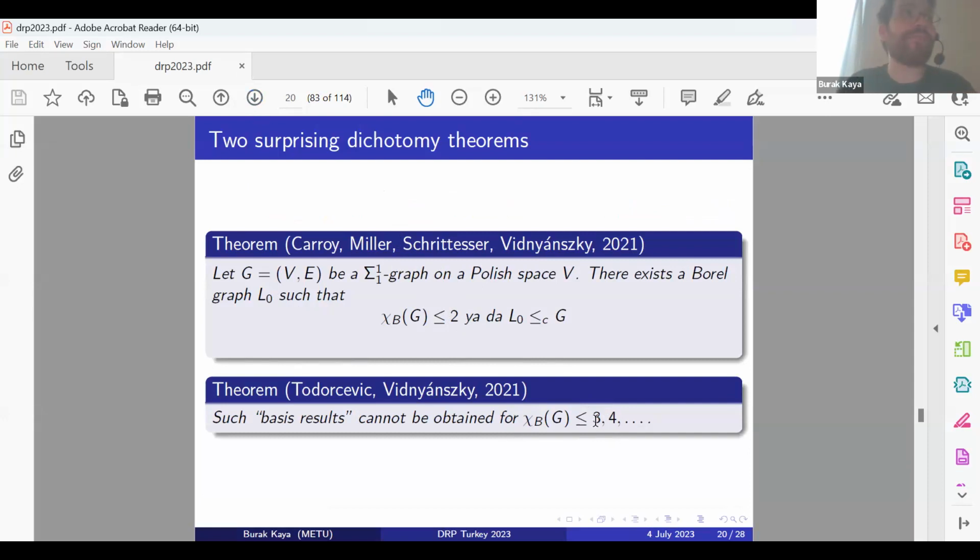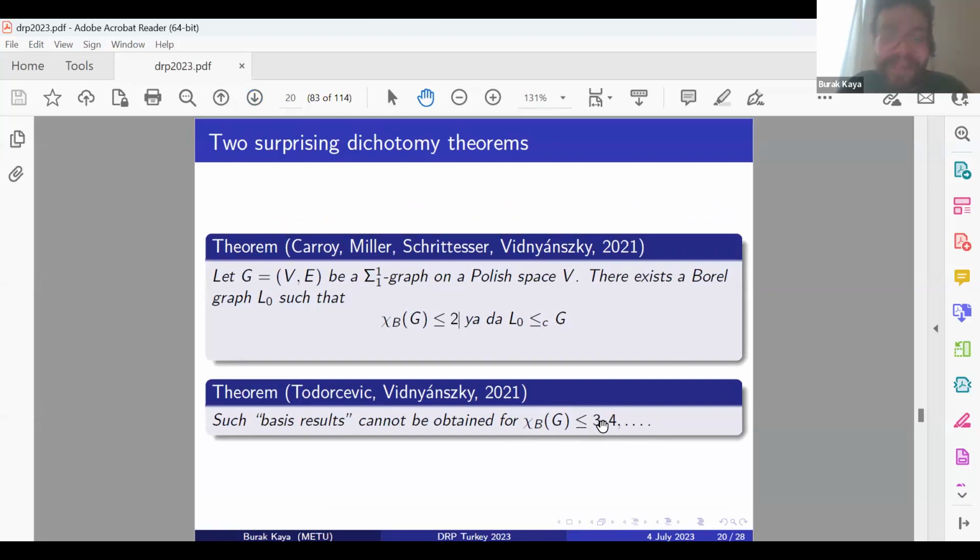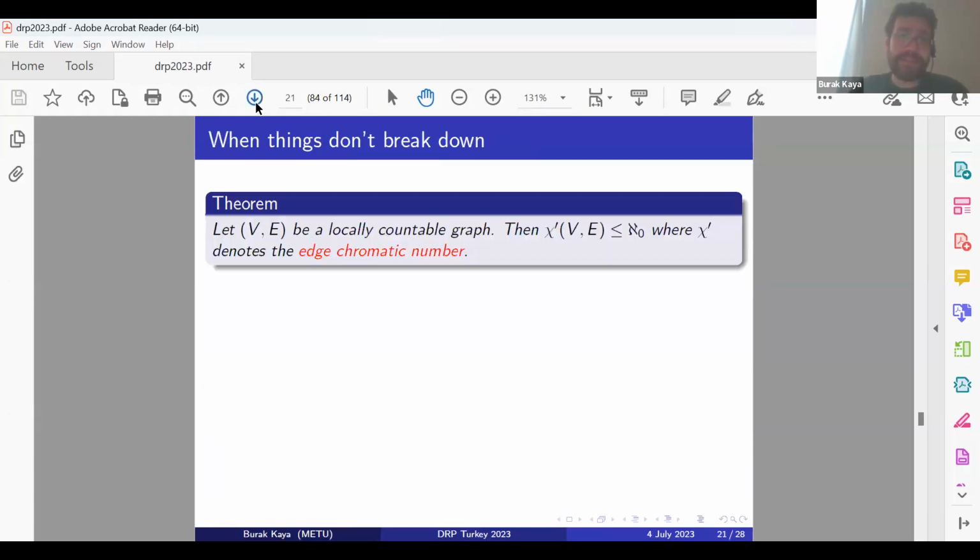By the way, my master's students and I were working on trying to get this for 3. And now we found this paper and we were like, oh, we're trying to prove a result that can't happen. And then we stopped working on that. Anyway. So this is a very interesting result about surprising dichotomy theorems.